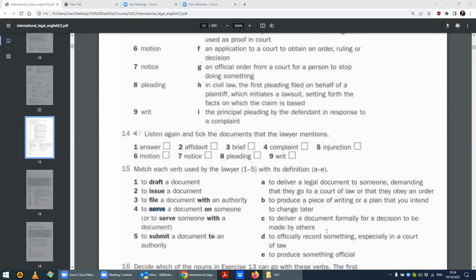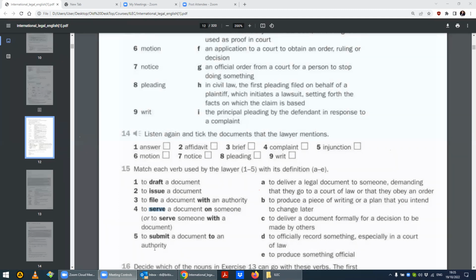What's that? Well, you've all put to file, which is almost correct. But don't forget, you could file an affidavit. You could file a witness order. You could file an application. In fact, to deliver a document formally for a decision made by others is to put it under the eyes of the judge. So in fact, it's 5.